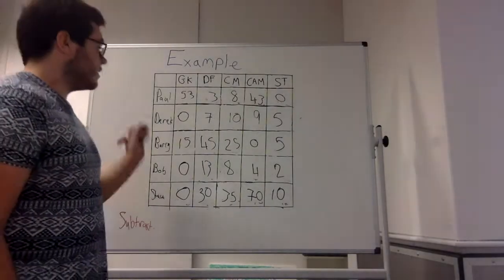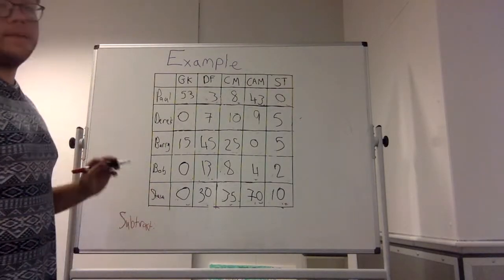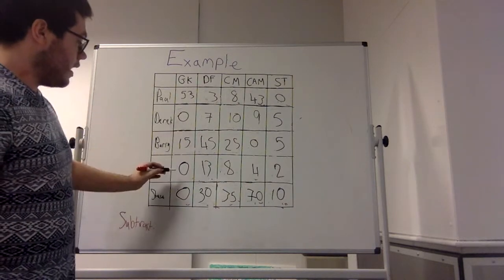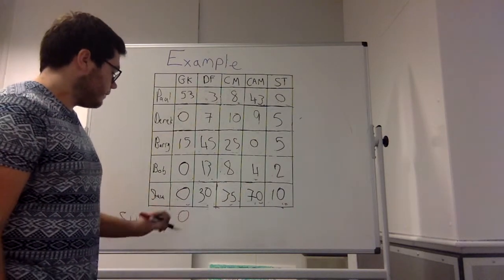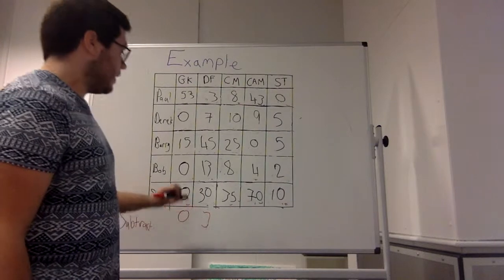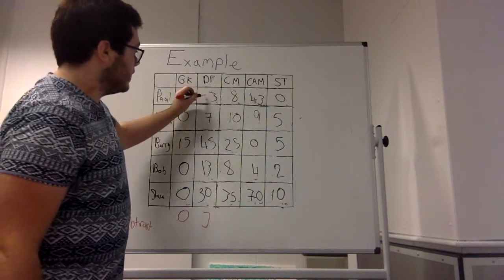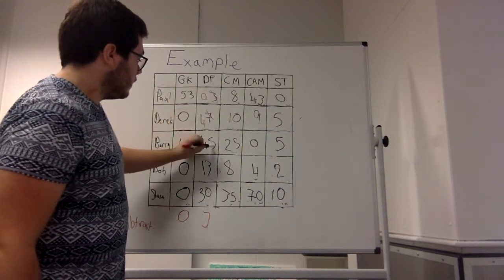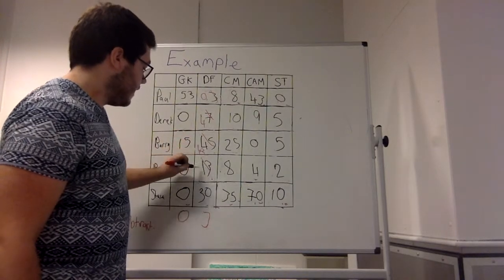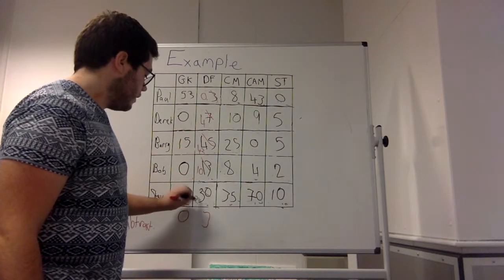We've now put the new values into the matrix. We can move on to the next step, which is doing the exact same but with columns. This one, the minimum element in the column is 0, so nothing needs to change. Here the minimum element is 3, so we need to take out 3 of each of these. This makes this one be 0, this one be 4, this one be 42, this one 10, and this one 27.